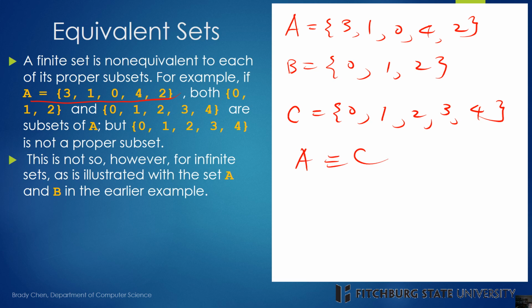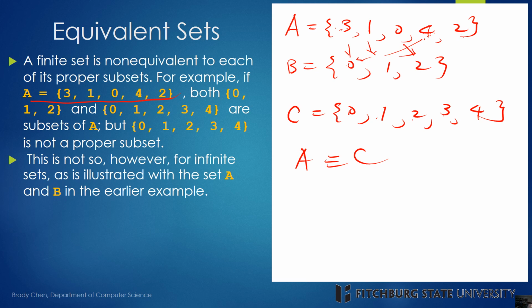You can build a map, right? So you can map 3 to 0, 1 to 1, 0 to 2, 4 to 3, 2 to 4. You can build this one-to-one correspondence. So you can pretty much map A and C. But you cannot build that relationship between A and B, because 4 and 2 have nothing to map to. You cannot map 4 to 1, because this would force 2 elements in A to map to 1 element in B. So you cannot build that case.